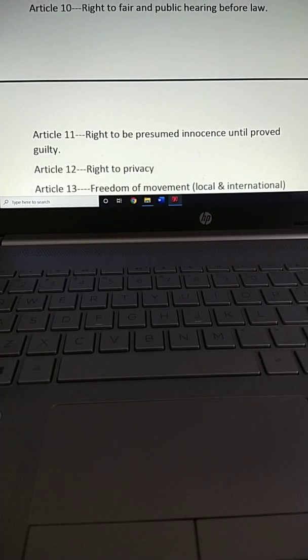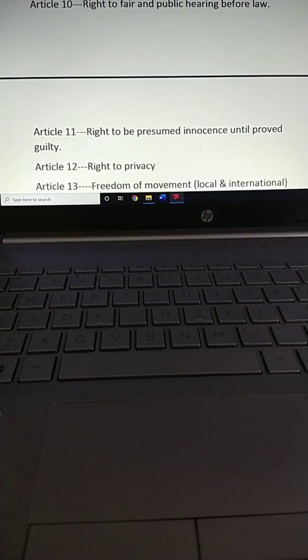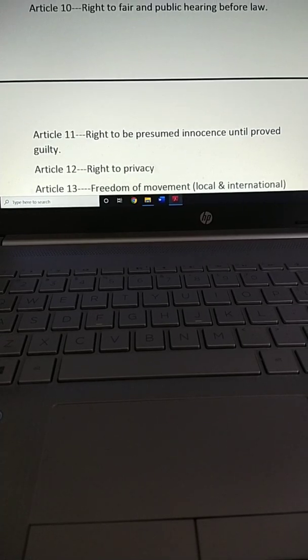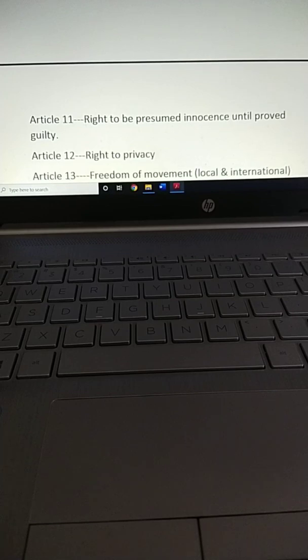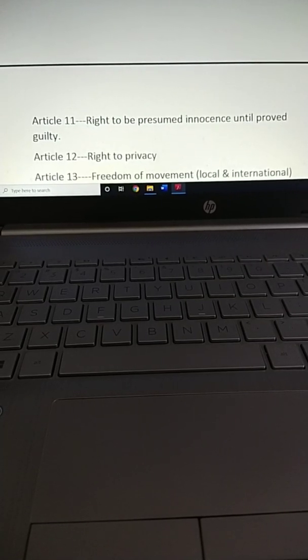The development of telecommunication has invaded our life's privacy. Everybody is scared whether to use this app or not, and under these contexts, this right to privacy is very important, even way back in 1948.